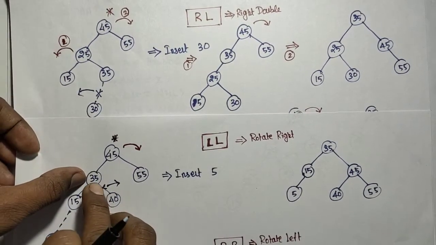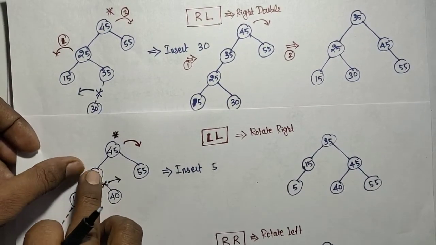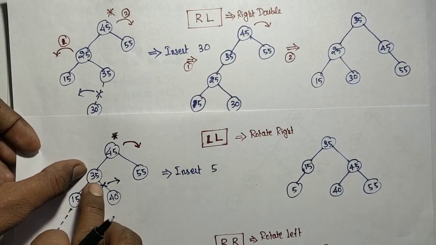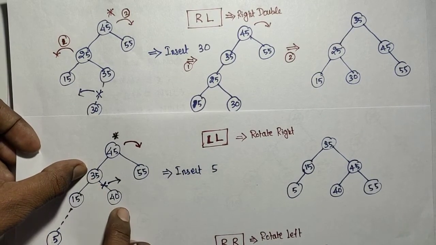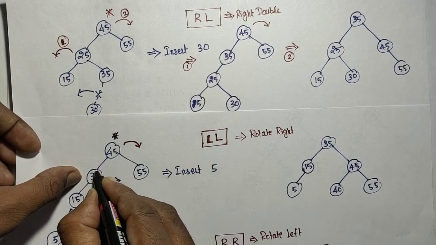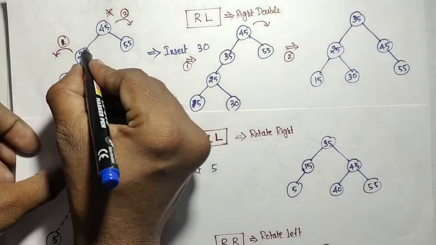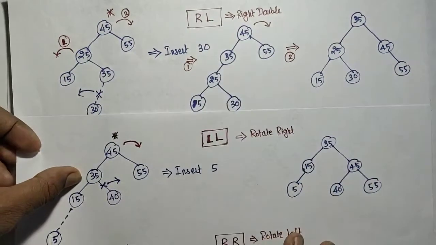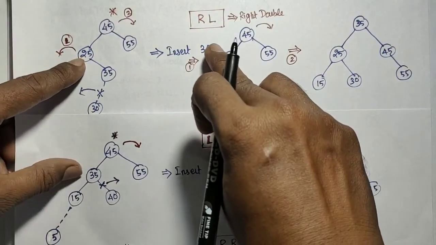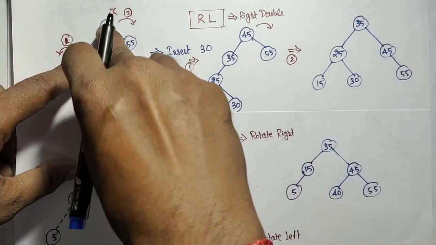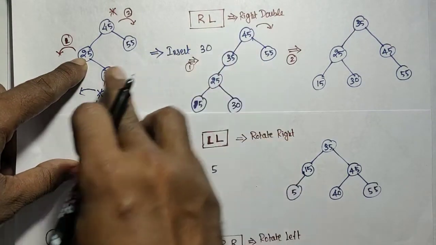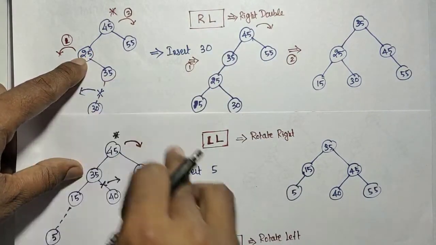So I need to identify in the left subtree. The 5 is inserted in the left side of the left subtree, and the 30 in the right side of the left subtree. So I need to compare the left subtree data, that is 35, with this 5, and then this 25 with this 30. Our new element x is greater than t of left, which means the condition is right of left. The 30 will be inserted right of the left subtree.